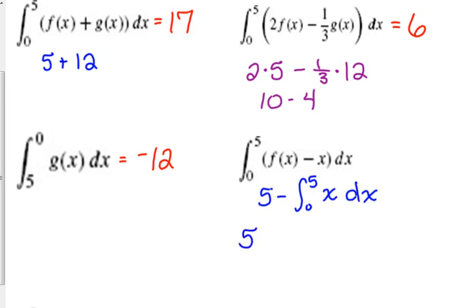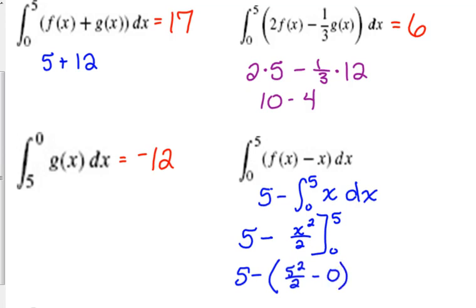So, what is the antiderivative of x? x squared over 2. We're evaluating that from 0 to 5. Since that's a minus, we need some parentheses here. So we've got 5 squared over 2 minus 0, because 0 squared over 2 is 0. So we've got 5 minus 25 over 2. 5 is 10 over 2, so the value of this is negative 15 over 2. Okay, so you can combine something that they just outright give you the value of, and a function that you're going to have to compute. Remember, we had to do that every once in a while with those derivatives.